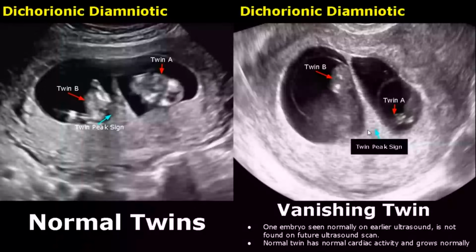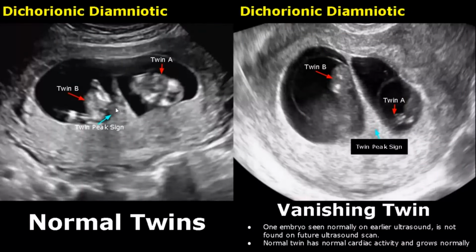These are dichorionic diamniotic twins. The fetus that is expected to be delivered first is the presenting fetus and is labeled twin A. It will be close to the cervix. The other twin is labeled B.